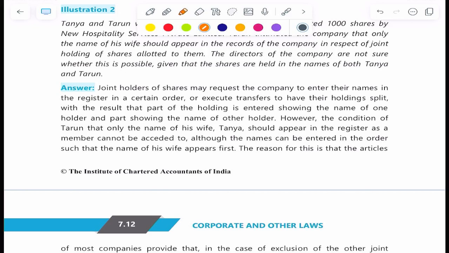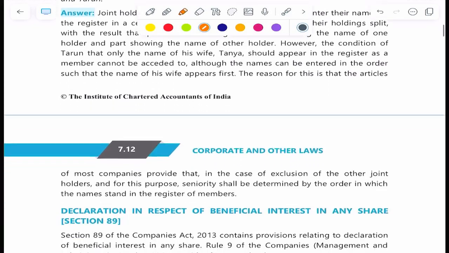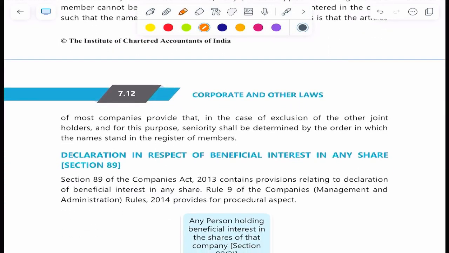However, the condition of Tarun that only the name of his wife Tanya should appear in the register as a member cannot be acceded to. Although the names can be entered in the order such that the name of his wife appears first. The reason for this is that the articles of most companies provide that in case of exclusion of the other joint holder, and for this purpose, seniority shall be determined by the order in which the names stand in the register of members.